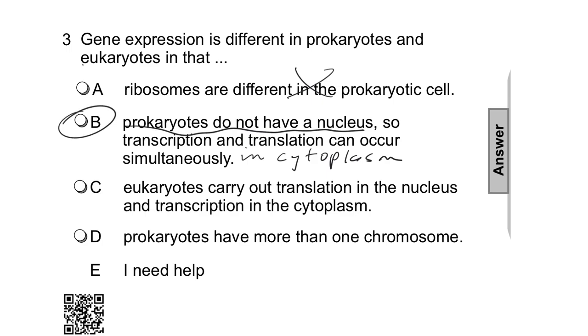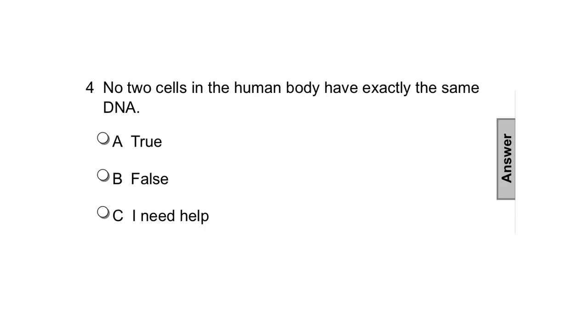Eukaryotes carry out translation in the nucleus. No. They do transcription in the nucleus. Transcription and translation in the cytoplasm. So that's totally wrong. Prokaryotes have more than one chromosome. No. One circular chromosome. No two cells in one human body have exactly the same DNA. That is totally false. Now, DNA in one cell has different genes turned off and different genes turned on than the DNA in another cell, but every cell has exactly the same DNA.